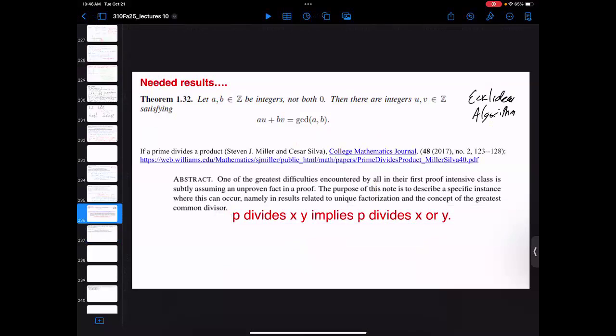So if P divides XY, then P divides X or P divides Y. What do you think might be a nice result to use to prove this? What do you think might be helpful to prove that if a prime divides a product of integers, it divides at least one of them? This is the Chekhov's Gun School of Mathematics.